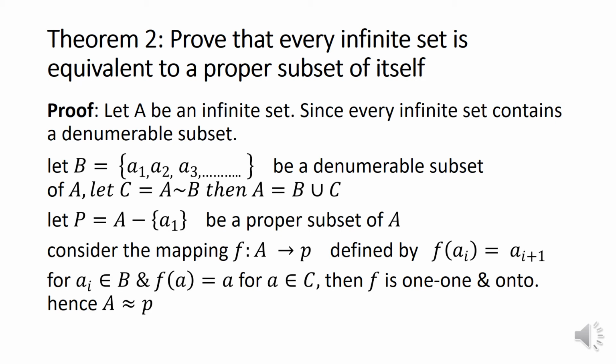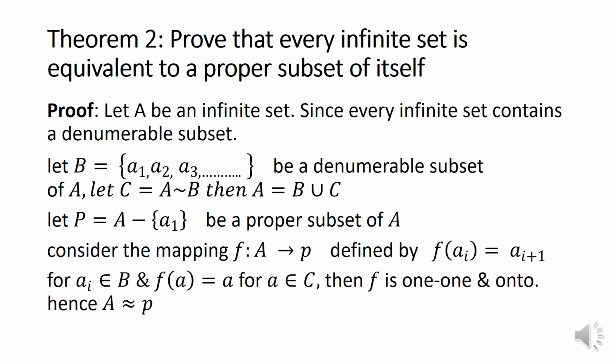Let the set P equal to the set A minus the singleton set {a1} be a proper subset of A. Here we define the set P as a proper subset of A, equal to A minus the singleton element a1. We shall consider the mapping f from A to P defined by f(ai) = a(i+1).